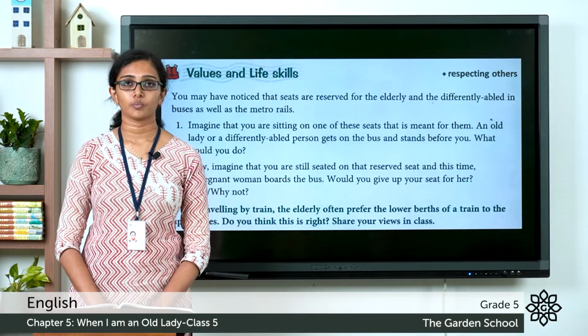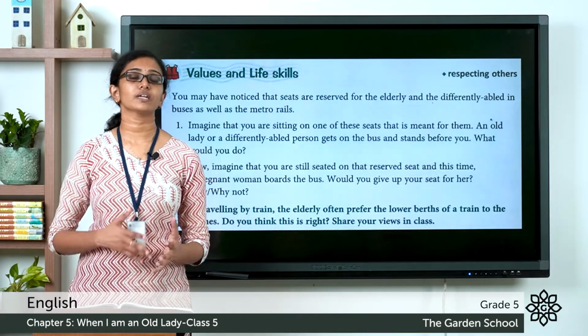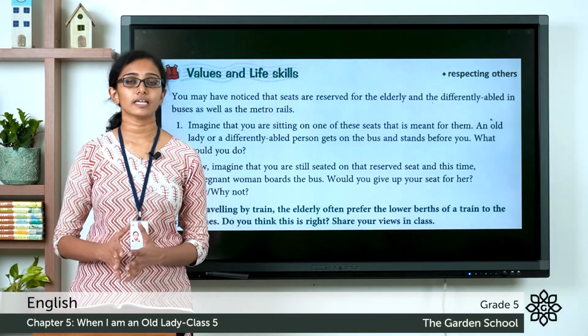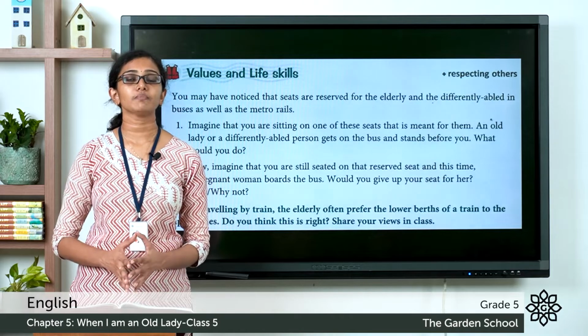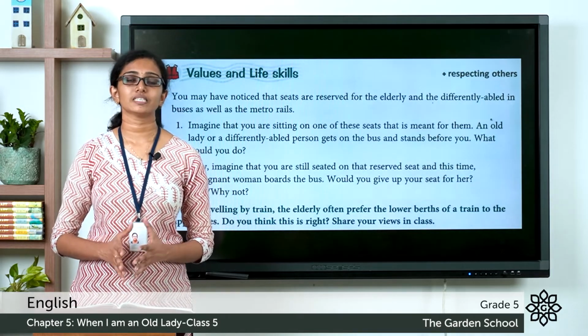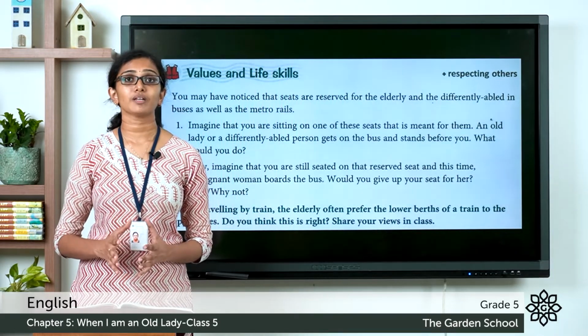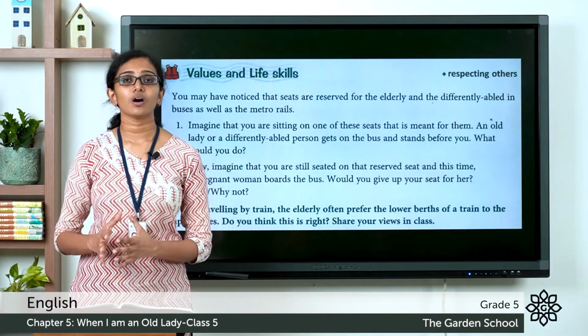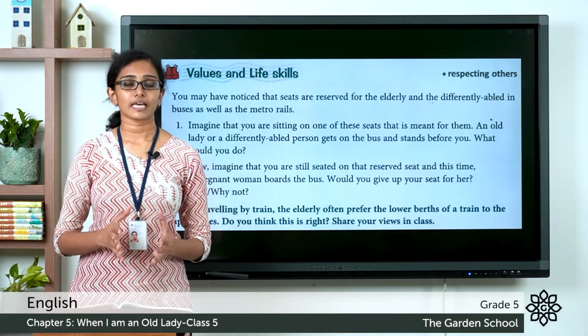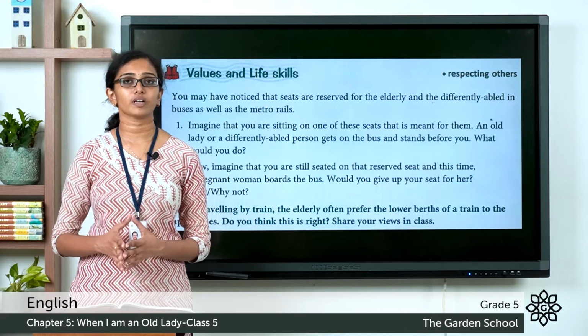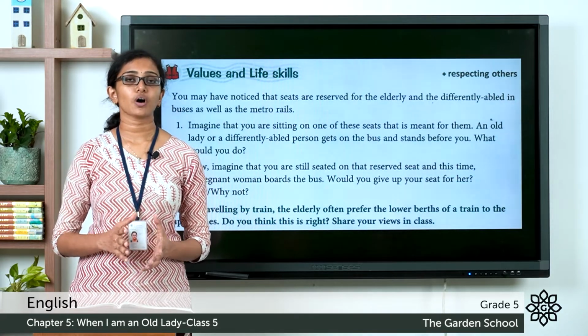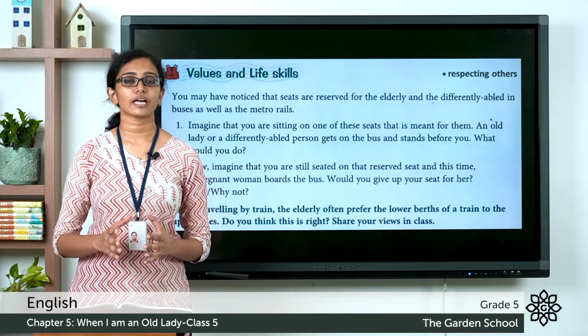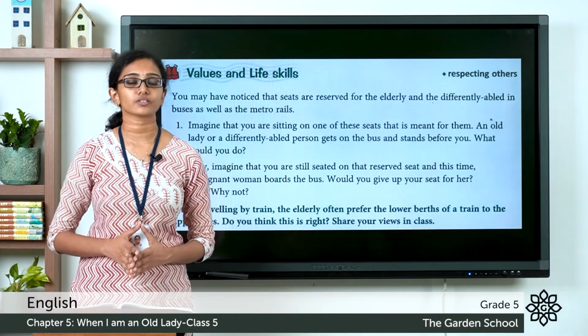No. When an old person or a differently abled person is trying to get a seat, you should get up and give them the seat. It's a way of showing respect to them. They may not be able to stand longer or travel standing. It would be very difficult for them. So as kids, you should always respect such people and show them the respect through your actions.